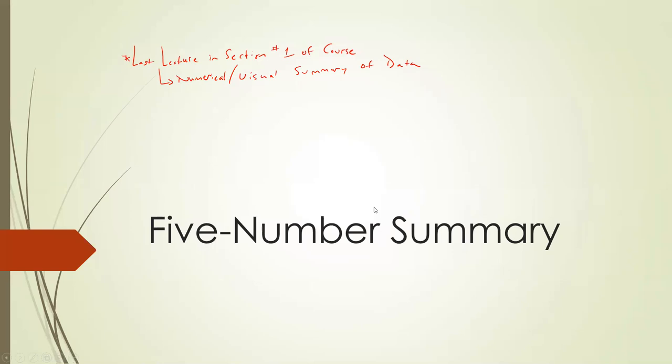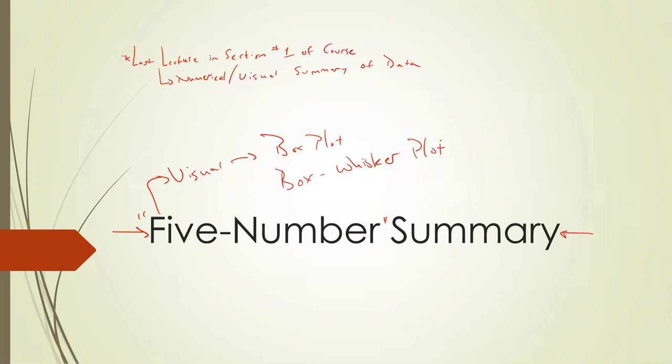What we're going to talk about first today is what's called a 5-number summary for data. The visual representation of this 5-number summary is what we call a box plot. You might also have heard this referred to as a box and whisker plot. How many people have maybe heard of a box plot before? You've all probably seen a box plot before, but we're going to talk about exactly what they show and how to construct them.